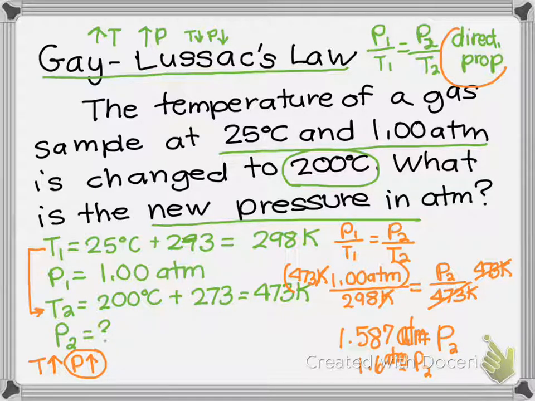Honestly, to tell you the truth, I was expecting a greater pressure change. The pressure did go up, so that is true, but I was expecting a greater pressure change from such a big temperature change, because we went from 25 degrees to 200 degrees. But mathematically, it just comes out to 1.6 atmospheres.